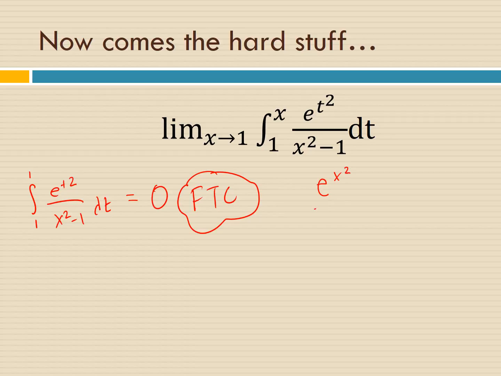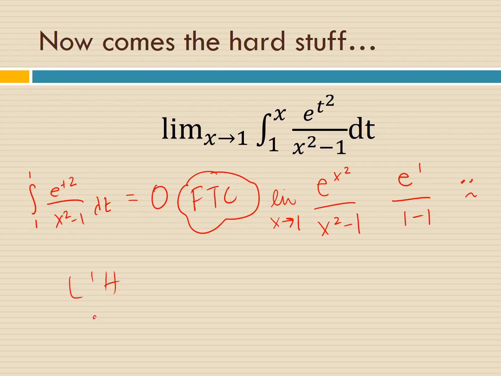So you get e to the x squared over x squared minus 1. Next, since the limit is as x is approaching 1, you plug in a 1 for x, which gets you e to the 1 over 1 minus 1. So then you have to do L'Hopital's rule.